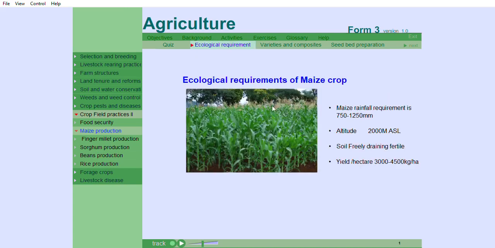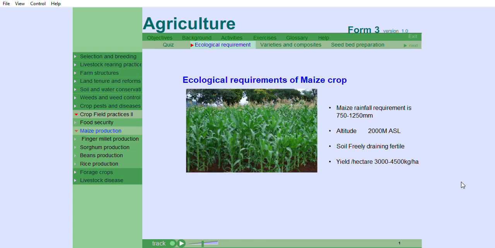Ecological requirements. Maize crop requires a rainfall of between 750 to 1,250 millimeters. It requires an altitude of 2,000 meters above sea level. Type of soil, freely draining fertile. Yield per hectare, 3,000 to 4,500 kilograms per hectare.